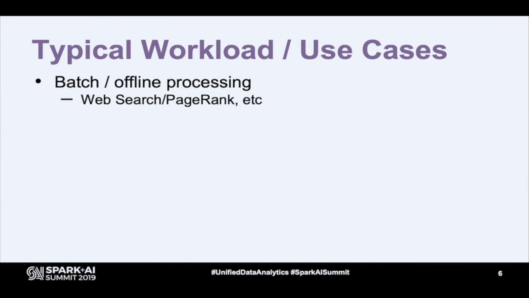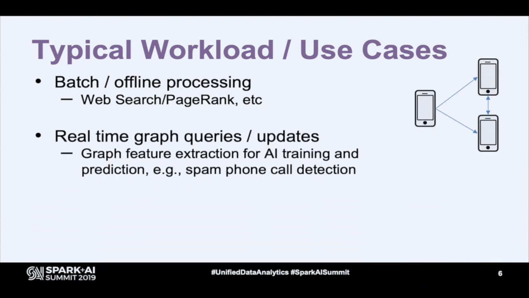Having said what you can do with graph analysis, let's look at a typical use case. Early days it was about PageRank, a large amount of data, hours or even days of processing. Now it's more about real-time computation. We have a real use case about spamming phone call detection. When you receive a phone call in real time, we want to predict whether it's coming from a spamming phone call or not, right?